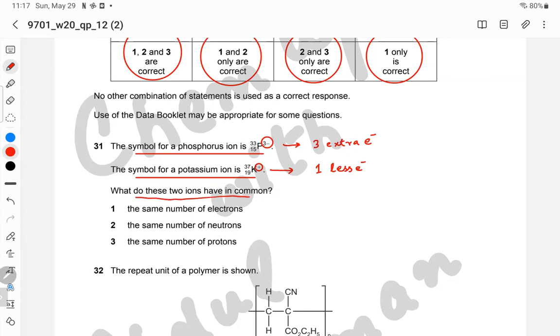What do these two ions have in common? They have the same number of electrons. Is this common in both cases? If I talk about a phosphorus atom, it has 15 electrons and it has 3 extra electrons, which makes it 18 electrons. And if I talk about a potassium atom, it has 19 electrons and it has a +1 charge, which means it has 1 less electron. So it also has 18 electrons. So the first statement is correct. Okay, Tisha, let me see.